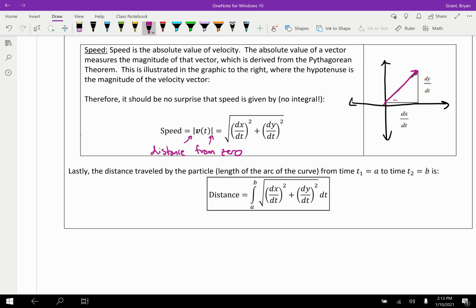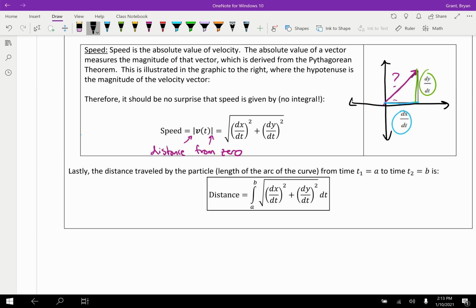This is just the Pythagorean theorem, right? dx/dt in this case is telling you the length of the bottom of the triangle, and dy/dt is telling you the other leg of your triangle. And if you would like to find this missing side up here, it's just a matter of a squared plus b squared equals the length squared, and to isolate the length we just take the square root of everything.